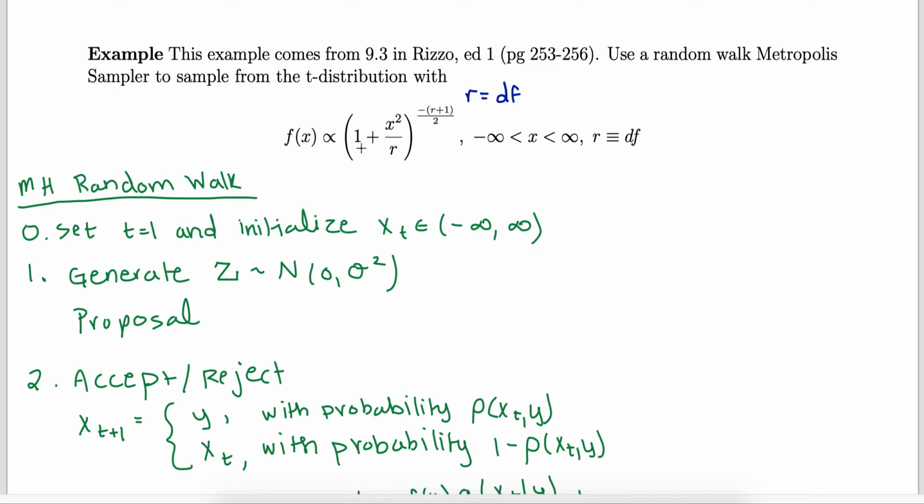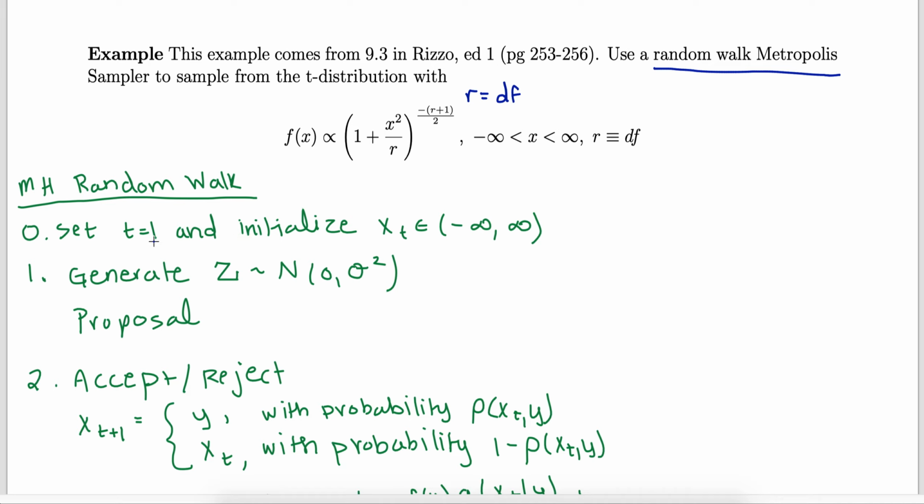Here's our kernel for the distribution. Notice I'm saying proportional. We don't really care about the normalizing constant. That will cancel out. And in this case, let's look at an example of a random walk sampler. So for random walk sampler, that was where our proposal was our current position plus some random error. So let's check it out.